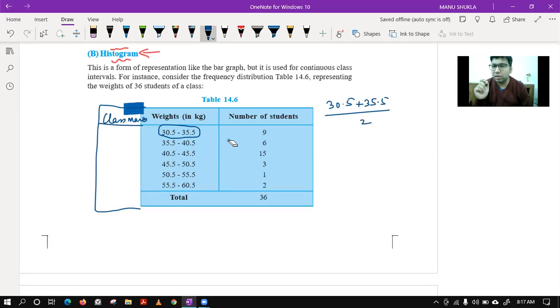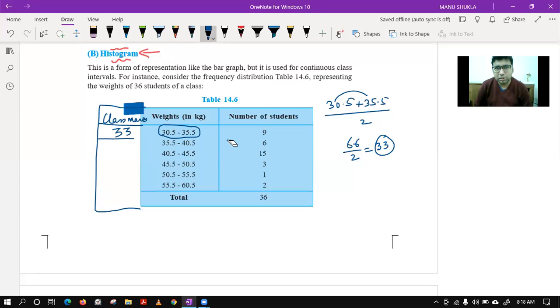And say, class, one more thing. For frequency polygon, you have to follow all the conditions that were for histogram. Okay, none of the conditions is being left. You have to follow all the conditions. It is just an extension of histogram. Now, if you add these two, it becomes 30 plus 35 is 65 plus 0.5, 0.5 is 66. 66 upon 2 is 33.